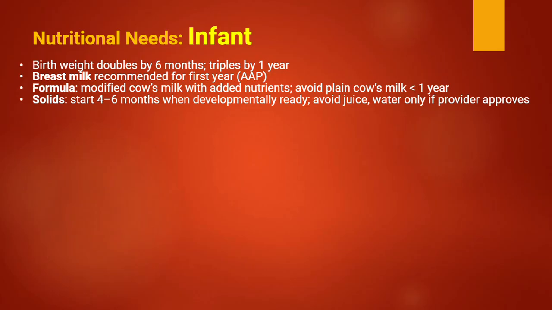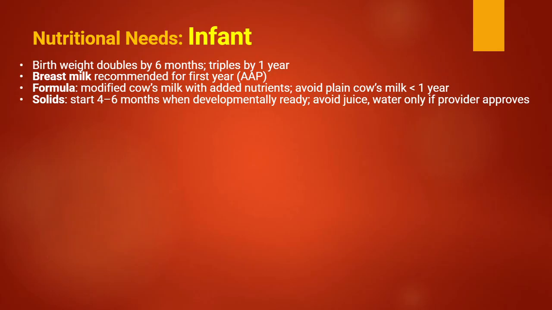For families who use formula, it is important to note that infant formulas are modified forms of cow's milk. They are made more digestible and nutritionally complete by adding carbohydrates, fats, and vitamins to support infant growth. Nurses should counsel parents never to feed infants plain cow's milk before 1 year, as it can lead to intestinal bleeding, iron deficiency, and kidney strain.